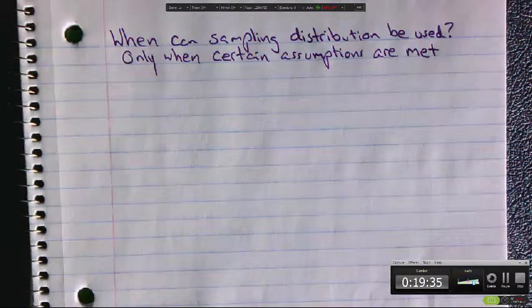It's kind of like, in order to use a linear regression model, we first need to make sure that a linear model is even appropriate. Linearity has to be appropriate in order to use a linear regression model. You cannot use linear regression to represent data that forms a parabola. Okay? It would not be appropriate. So sampling distribution is only appropriate if certain things are met.